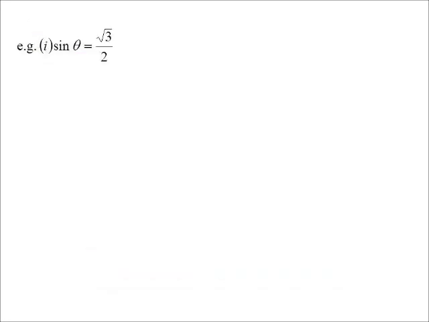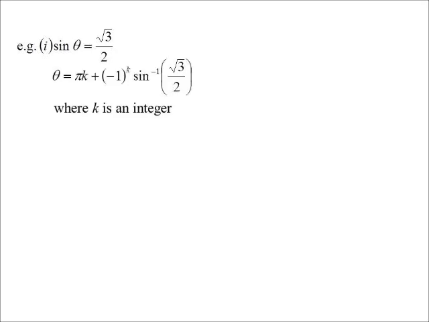Okay, so sine theta equals root 3 on 2. We go, okay, there's my general solution: pi k plus, this is the one where we have to take into account the alternating, minus 1 to the power of k, inverse sine root 3 on 2, where k is some integer. Now in this case we can tidy that up because we know what the inverse sine of root 3 on 2 is. So we get pi k plus minus 1 to the power of k times pi on 3.